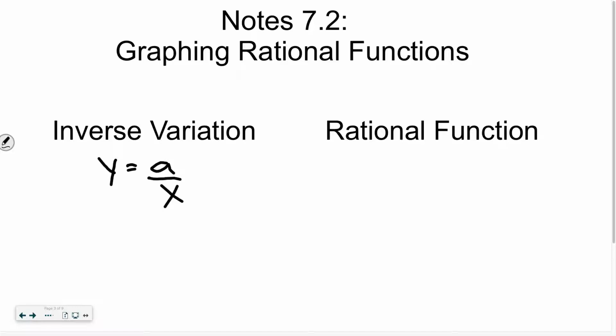What math word is in the word rational? Math word. Ratio. Fun. Oh yeah, and fun. That is a good math word. Okay, I like that. Ratio is the math word that I'm looking for.